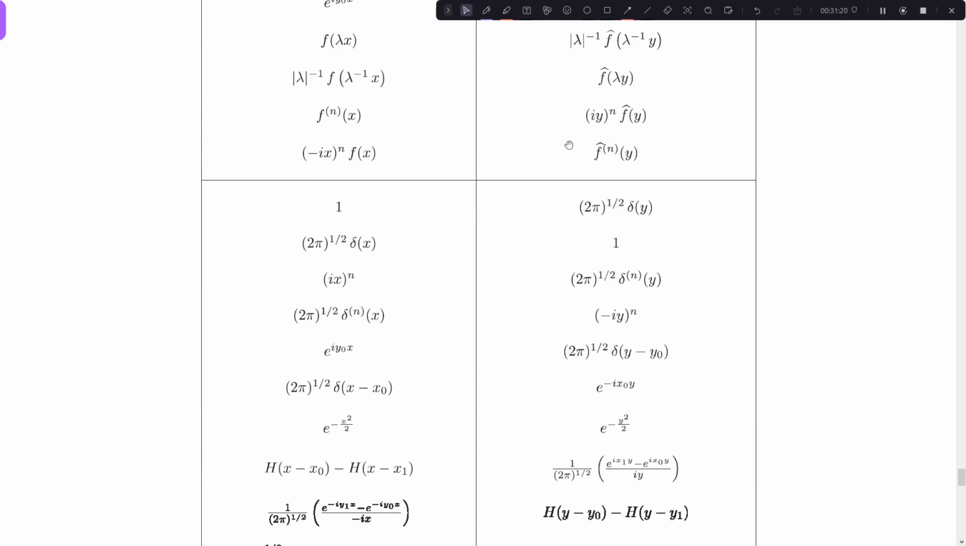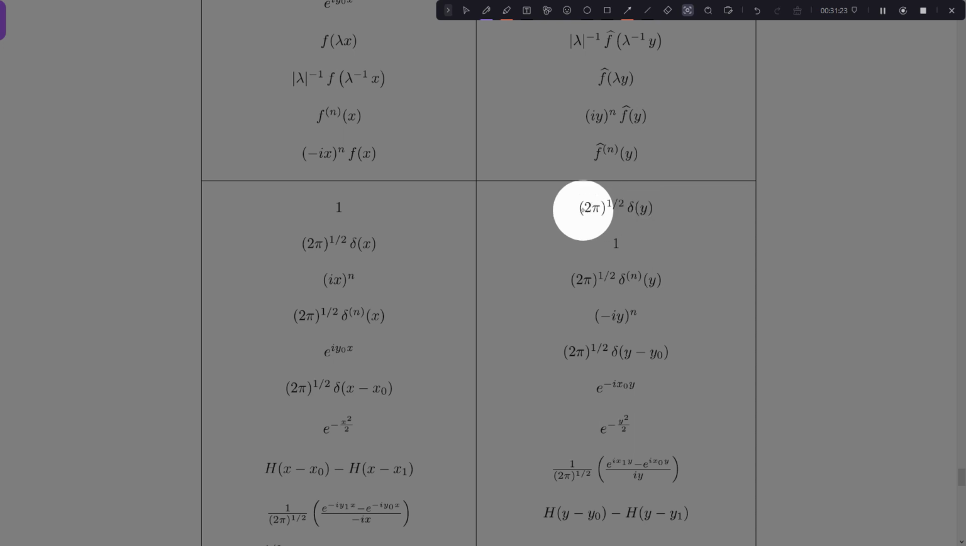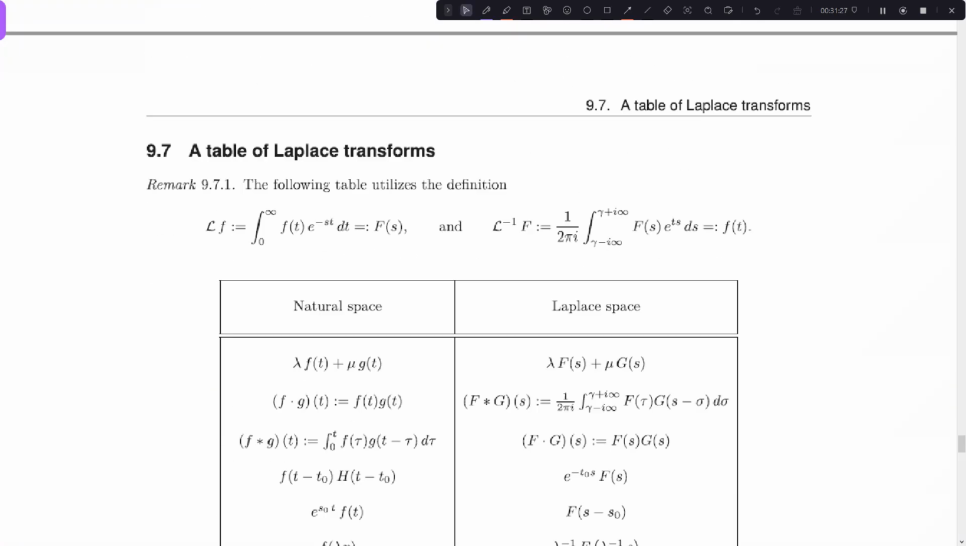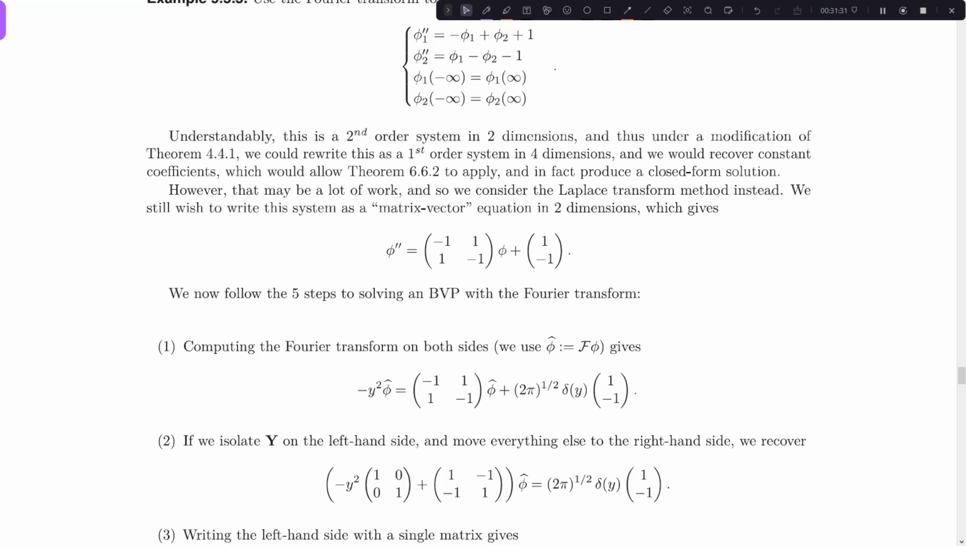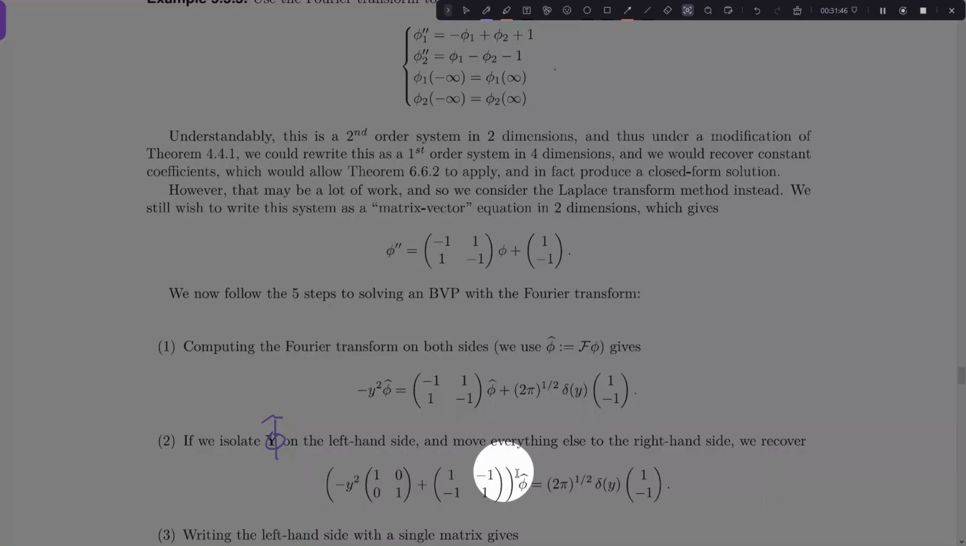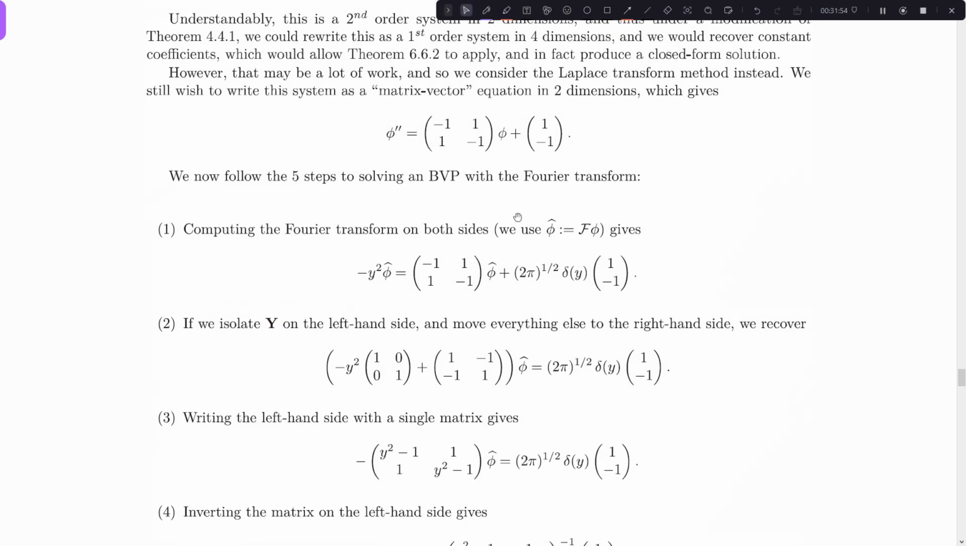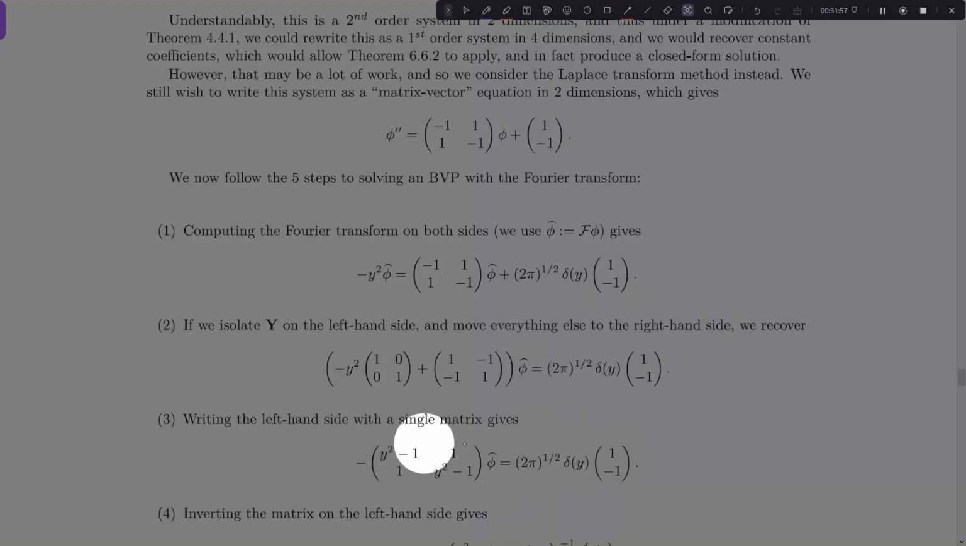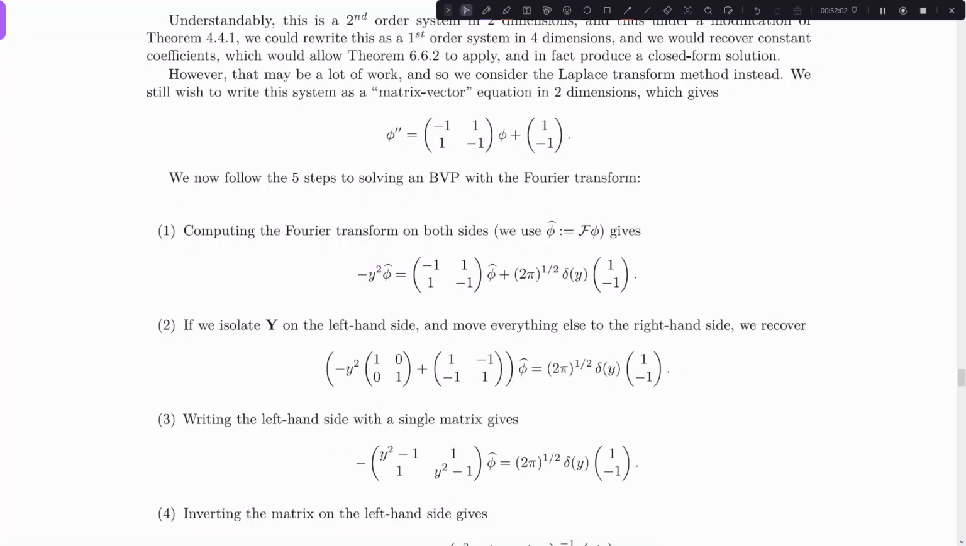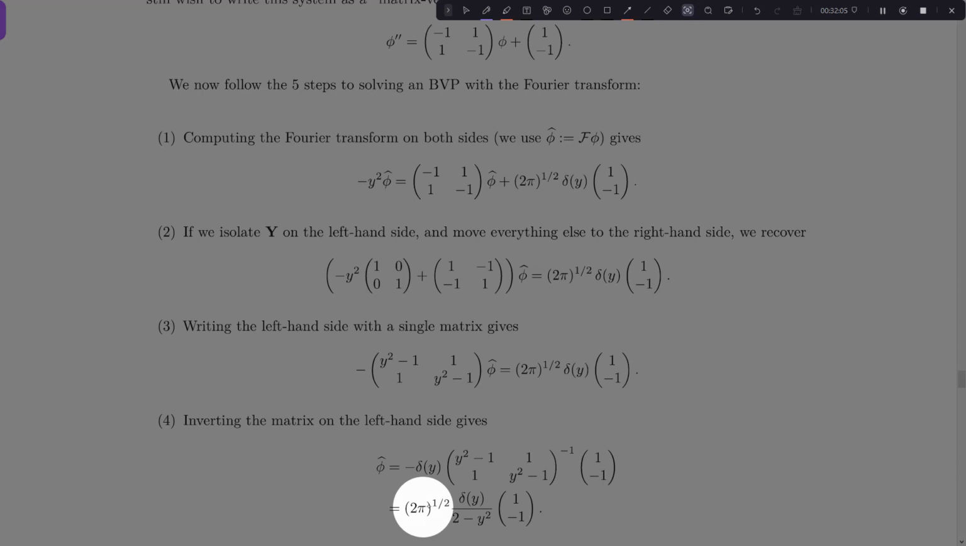table here, Fourier transform of 1 is root 2 pi delta. Okay, so 1 on one side becomes root 2 pi delta on the other side, and so I get root 2 pi delta in front of my forcing vector. So once again, we can isolate phi hat to the left-hand side, and what I'm going to get is the same sort of behavior where I have to represent everything as a matrix, and I end up dividing by it, or inverting, considering some matrix inversion there. What I end up with after simplification is root 2 pi delta over 2 minus y squared, and then the vector -1, or 1 minus 1.